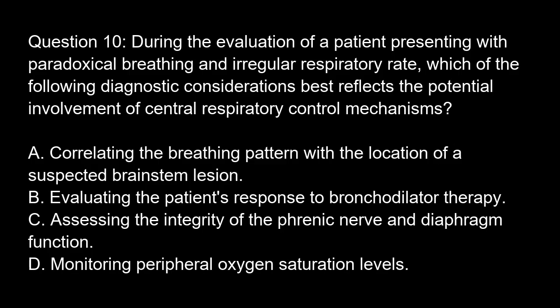Question 10. During the evaluation of a patient presenting with paradoxical breathing and irregular respiratory rate, which of the following diagnostic considerations best reflects the potential involvement of central respiratory control mechanisms? Option A. Correlating the breathing pattern with the location of a suspected brainstem lesion. Option B. Evaluating the patient's response to bronchodilator therapy. Option C. Assessing the integrity of the phrenic nerve and diaphragm function. Option D. Monitoring peripheral oxygen saturation levels.